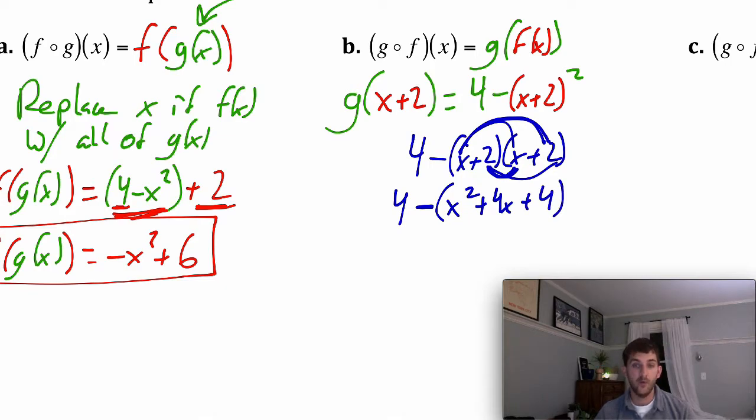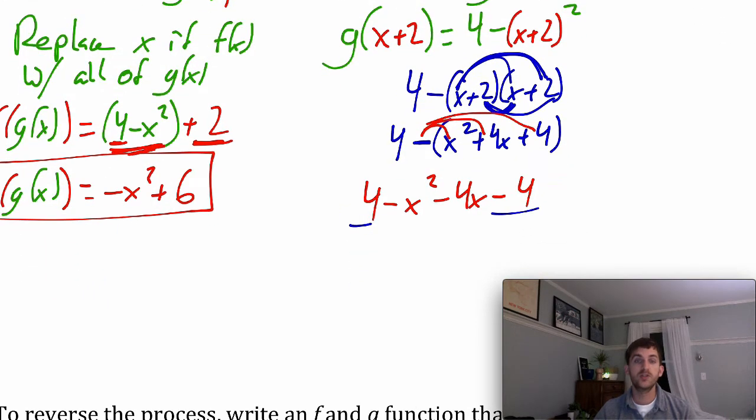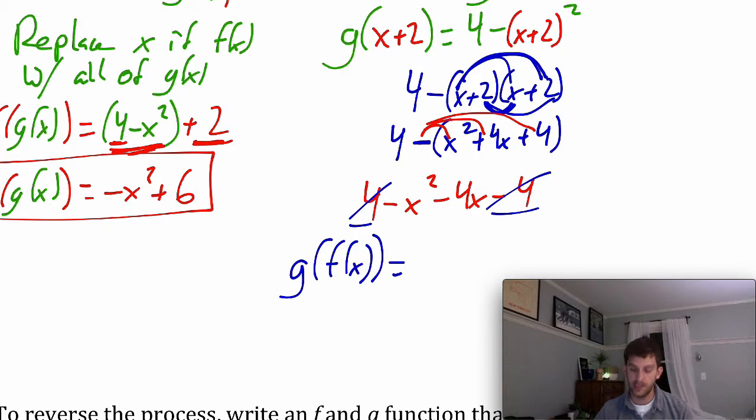So now we got 4 minus everything in parentheses there. Now I know some people like to distribute the negative. I'm just going to go through and do 4 minus x squared minus 4x minus 4. Then we're going to combine some like terms. Well, the only like terms we have are this 4 and this minus 4, which are going to cancel each other out. So at the end, we're going to end up with g of f of x equals, after this 4 and this minus 4 cancel out, we're left with just negative x squared minus 4x.